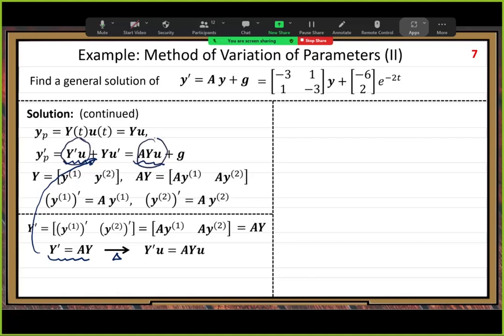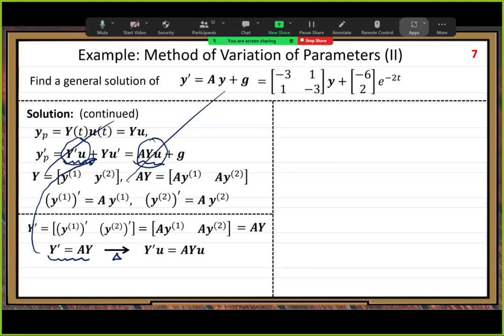Can you see these two terms are the same? This is the critical step. Because you have y prime equals ay. We spent so much time to get y prime equals ay. Now we apply this property, so these two terms cancel out. These two terms are the same, so we cancel them from that equation.